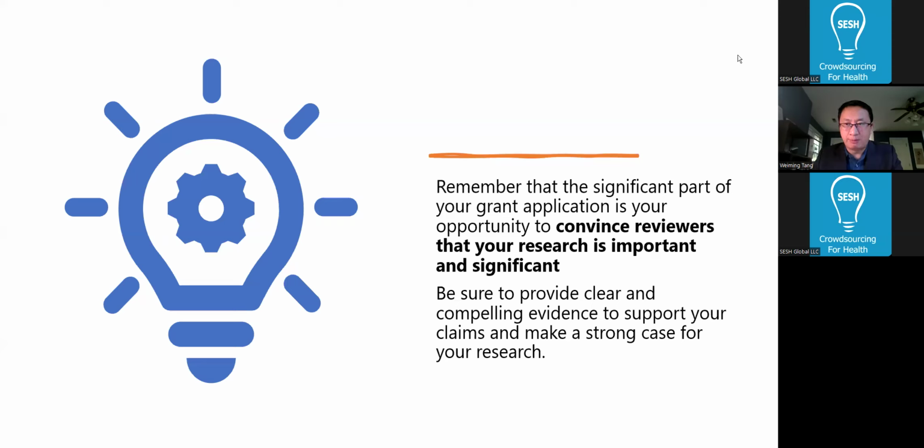It only gives you one or 1.5 pages, but you will use different paragraphs to clearly tell the story about why you need to conduct this study and why this study is important. Be sure to provide clear and compelling evidence to support your claim and make a strong case for your research. This is very important. You will try to use different figures and different previous studies as compelling evidence to support your claim that your research is really important.